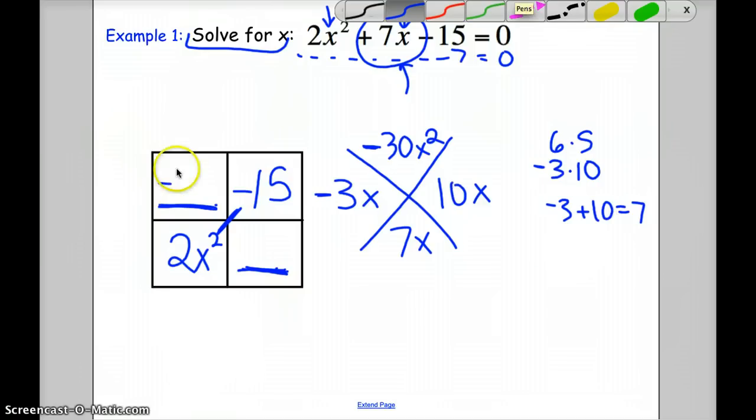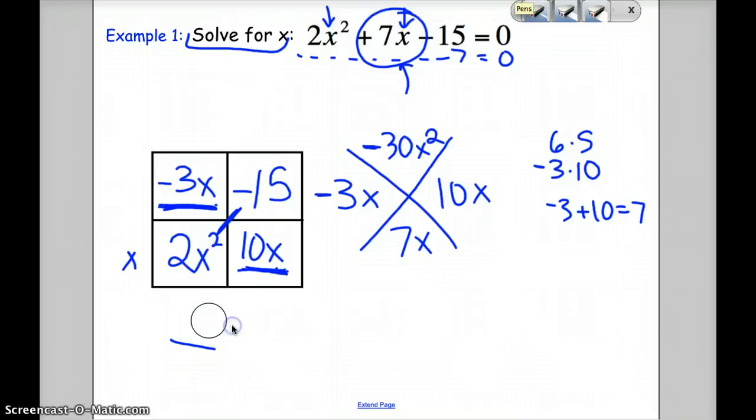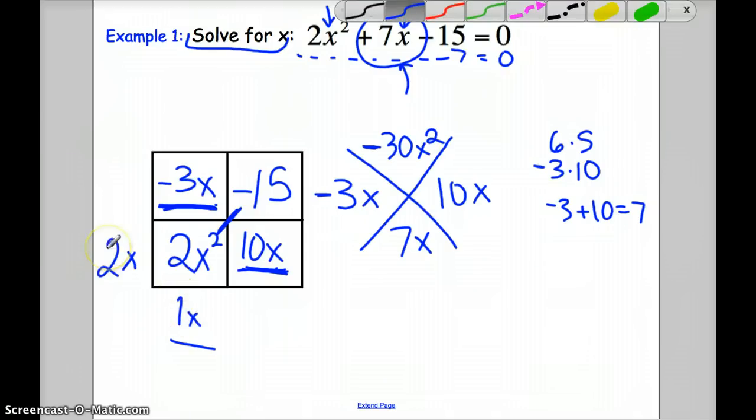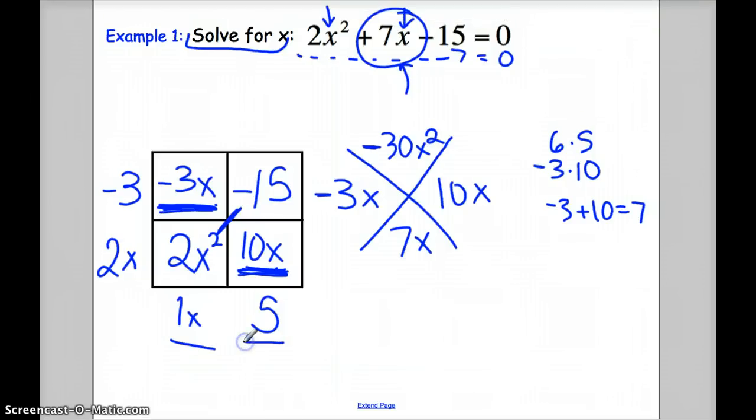So now I'm ready to fill in the rest of my generic rectangle. And I can figure out what the outside will be. The only way to get 2x squared is to have a 2x times a 1x. But wait a second, the 2x shouldn't be down here because it impacts this. So I'm going to change that one to a 1x, and I'll put the 2x on the left. Because 2x times 5 would give me 10x. And then 1x times negative 3 would give me negative 3x. And then last but not least, I can check that 5 times negative 3 would in fact give me negative 15. So we're good. We have our product.